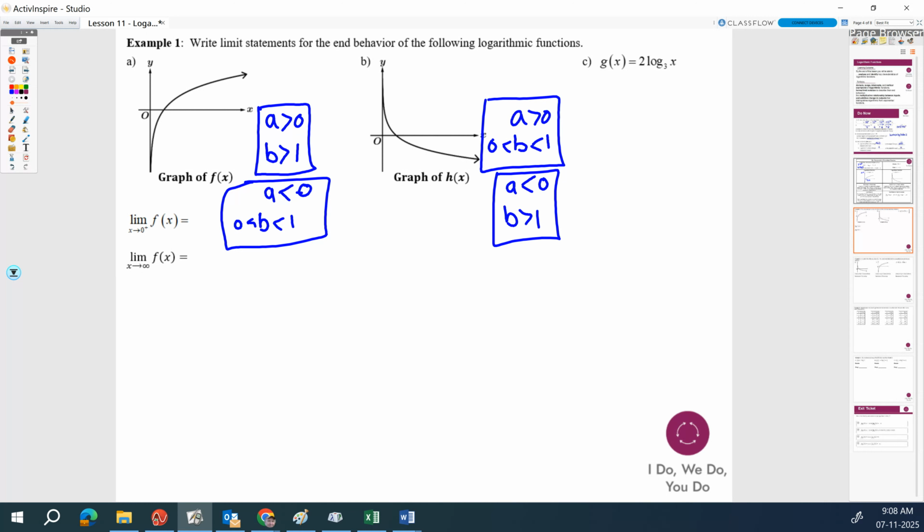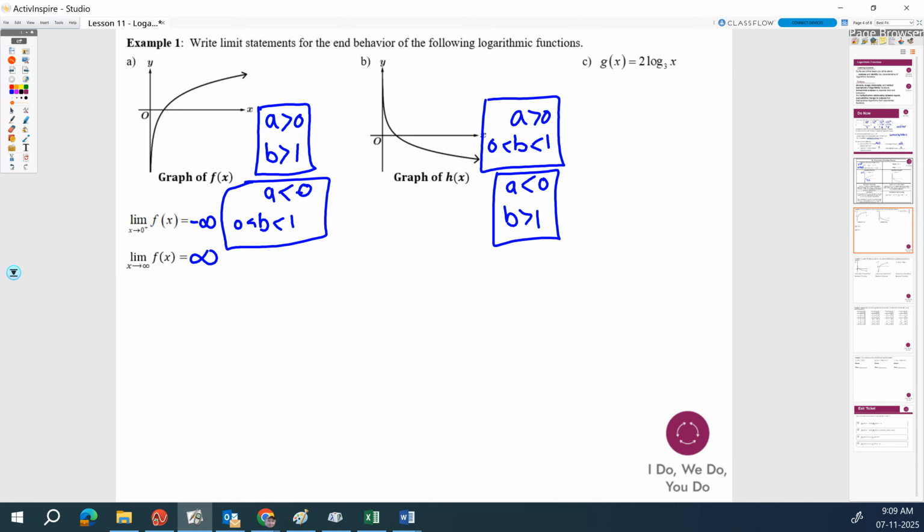All right, let's have a look at our answers. So we've got a graph drawn here. We have the right-hand limit as we approach 0. This is going to go towards negative infinity. And then as x increases without bound, f of x is going to increase without bound.